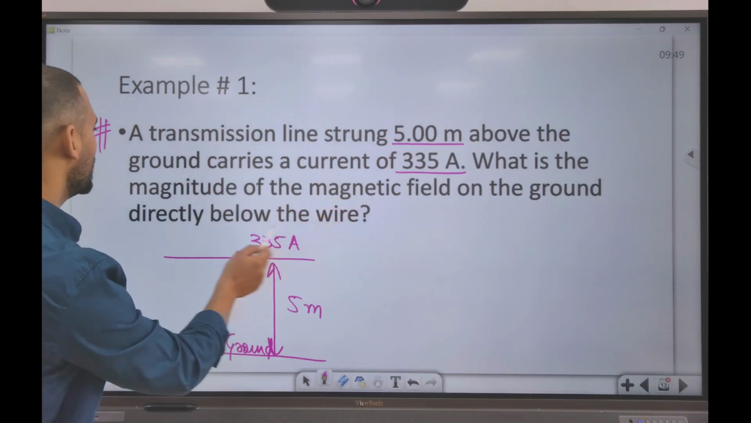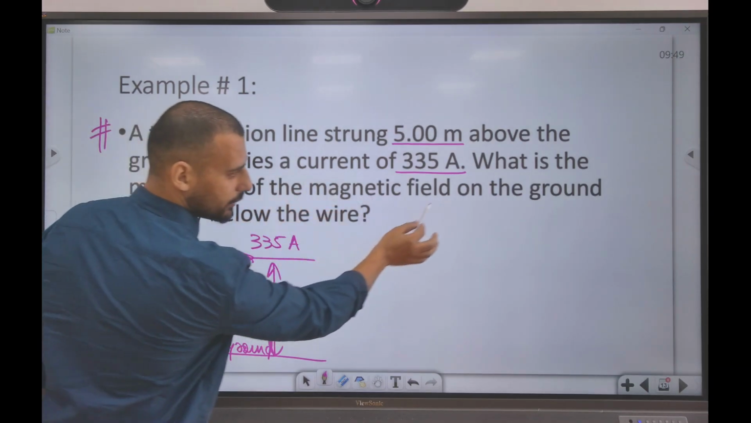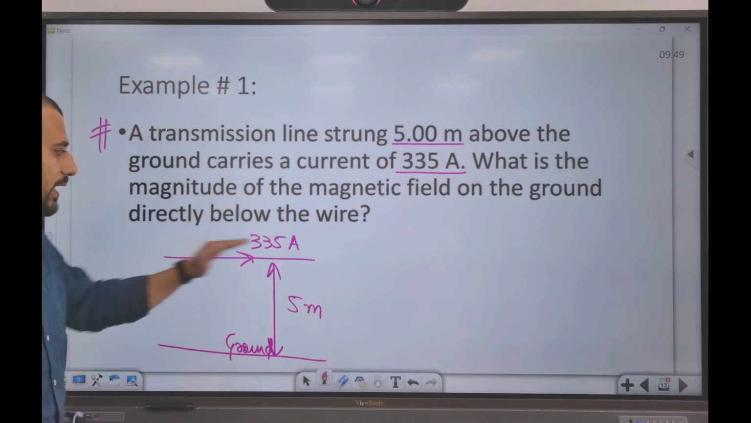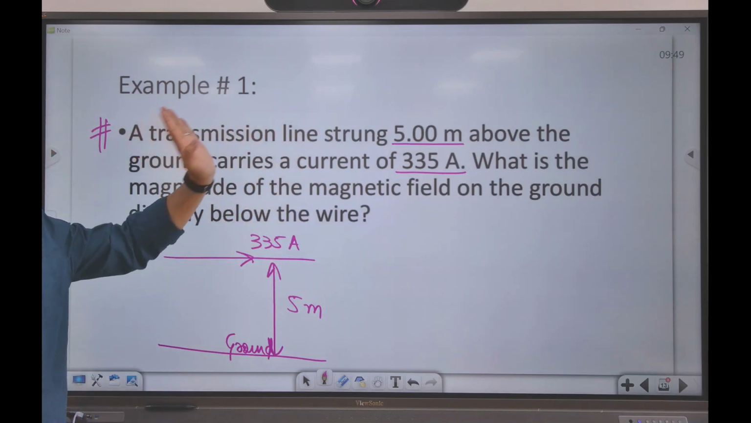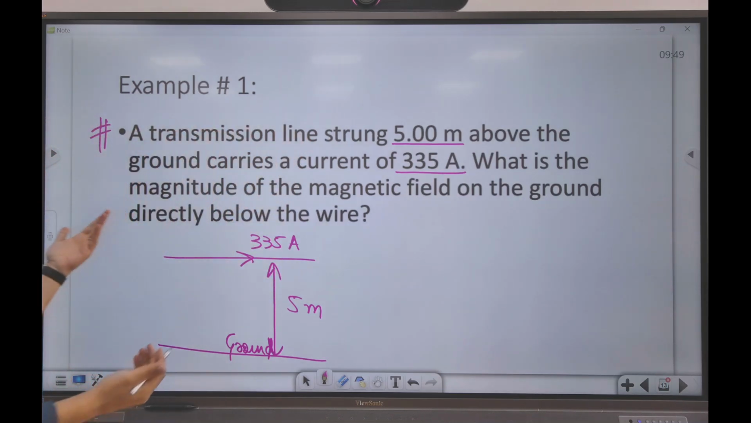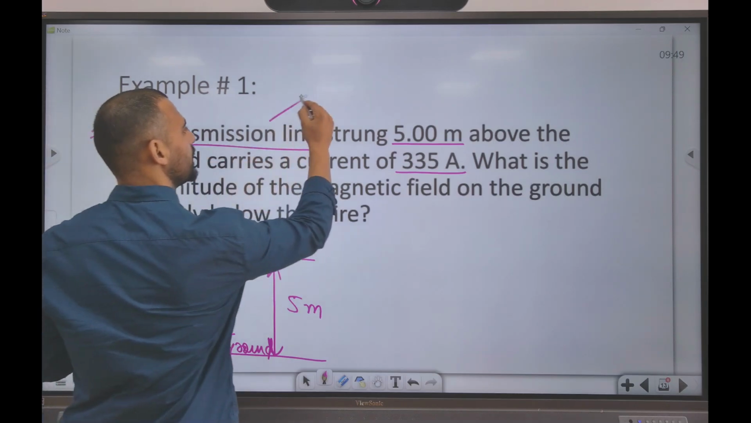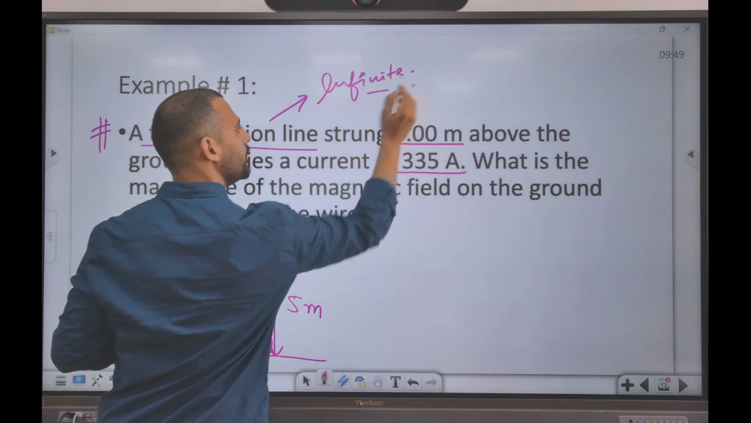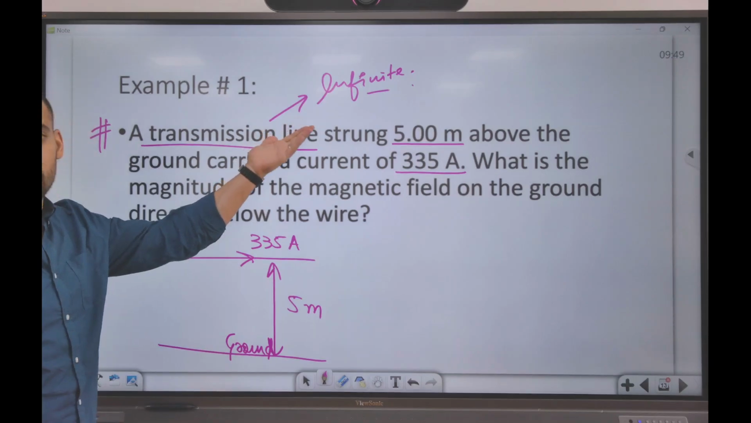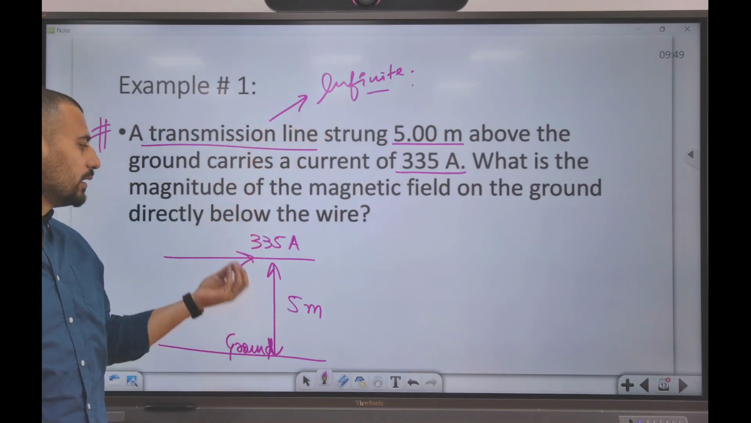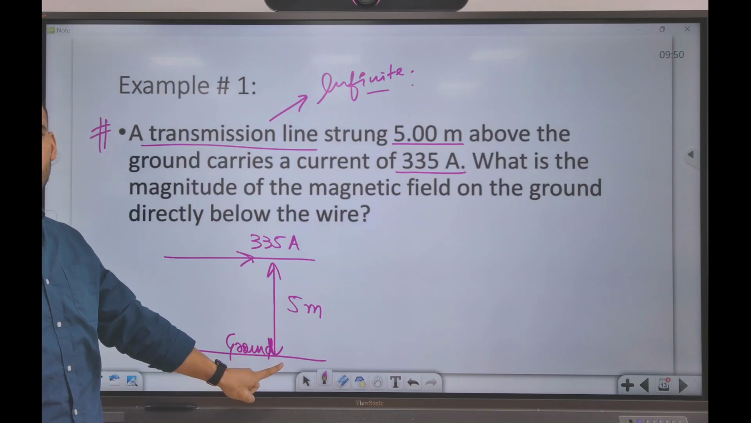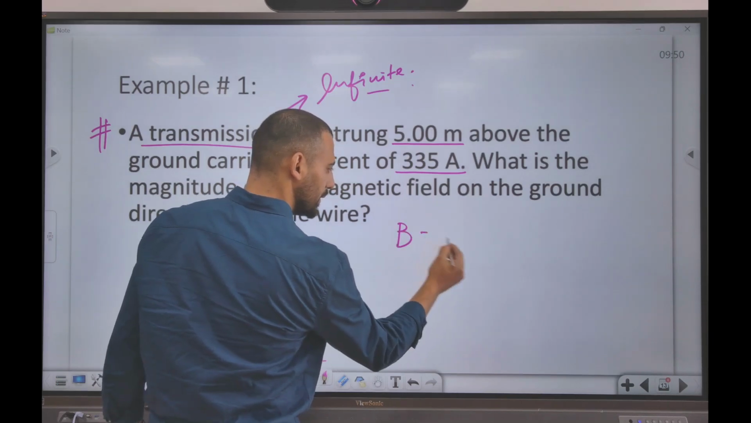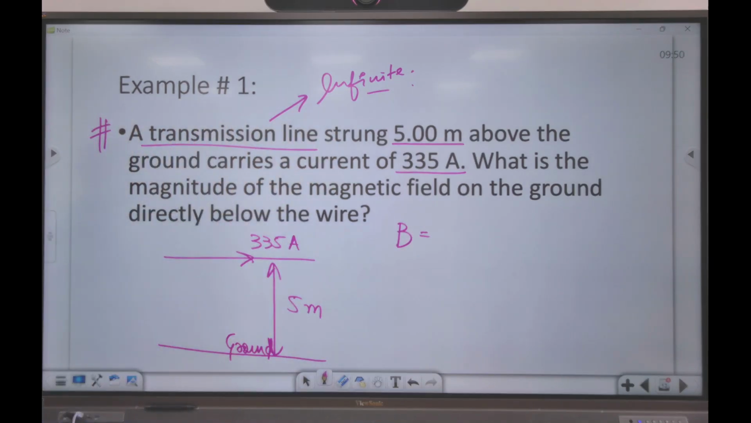So the question is, what is the magnitude of the magnetic field on the ground directly below the wire? So there is a wire. The length of the wire is unknown. It has to be very long because it is a transmission line. So that means it is an infinite current conductor, isn't it? Is that fine? And for an infinite current carrying conductor, we know the expression. You are asked to find the magnetic field directly below. Tell me, what will be the expression? How will you do it?